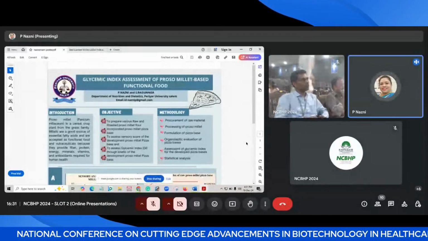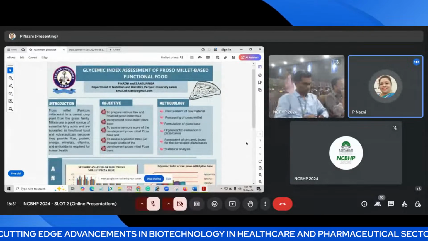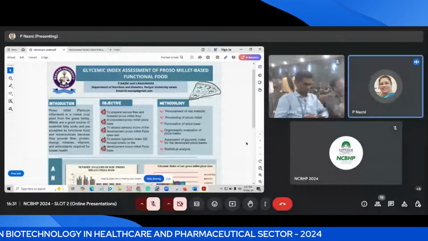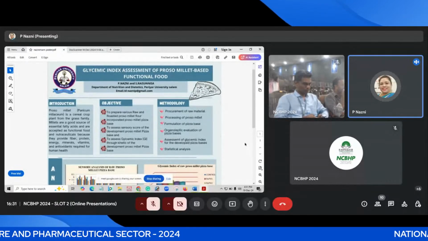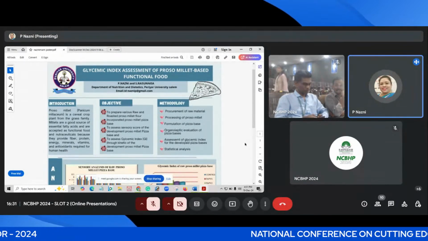Introduction. Proso millet, Panicum miliaceum, is a cereal crop plant from the grass family. Millets are a good source of essential fatty acids and are accepted as a functional food and nutraceutical because they provide fiber, protein, energy, minerals, vitamins, and antioxidants required for human health.